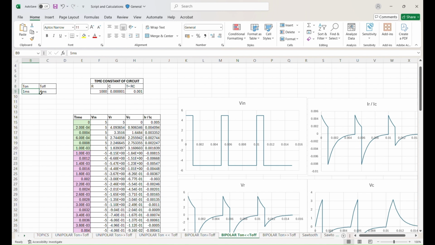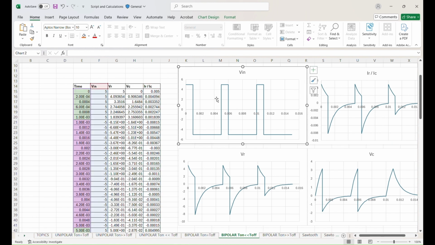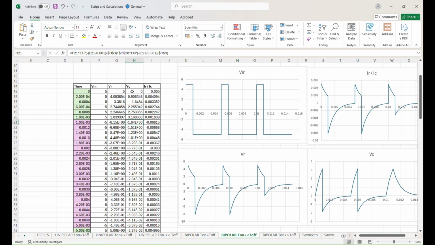On time is 1 millisecond and off time is 4 milliseconds. The calculations here in the Excel are made considering a 200 microsecond time step. We can see how the input voltage has transformed across the capacitor and resistor, and how the current flowing through the circuit looks when T on is much lesser than T off. The values here for the voltage across the resistor, capacitor and current flowing through the circuit are calculated using the equations shown earlier.